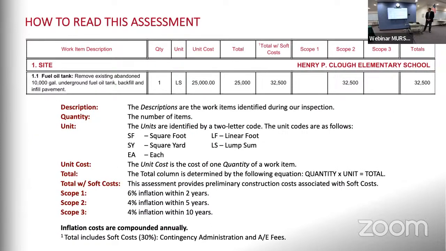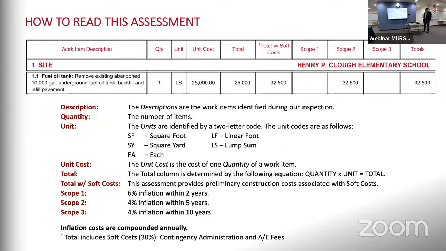So this is a sample of what you would see inside the assessment. Each work item has a simple description, which you see in the first cell on the left, and then following from left to right, we determine the quantity. In this case, this is an example from Clough School. We have a fuel oil tank that's been abandoned underground. We want to remove that. There's one, the quantity is one, there's one of those.